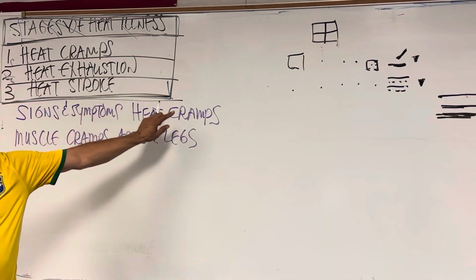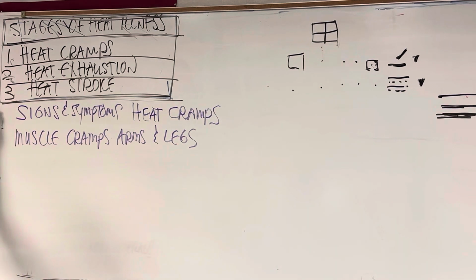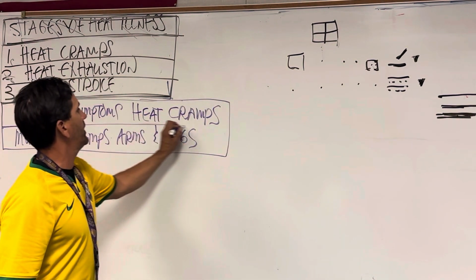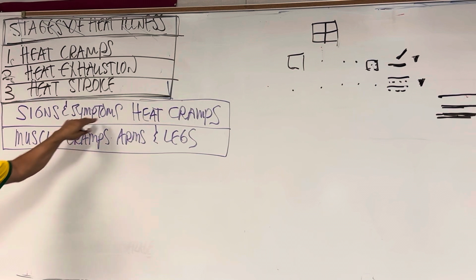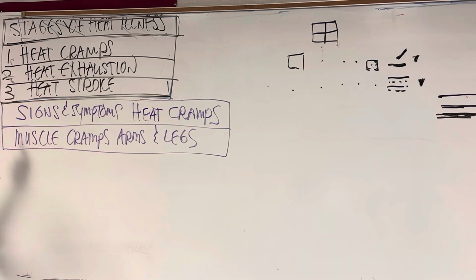Signs and symptoms, heat cramps, muscle cramps, arms and legs. Now you're going to do the exact same thing you did before. You're going to go thick border, and then you're going to do another thick border. So tab, cursor, drag, highlight both lines, border it. It doesn't matter which one.